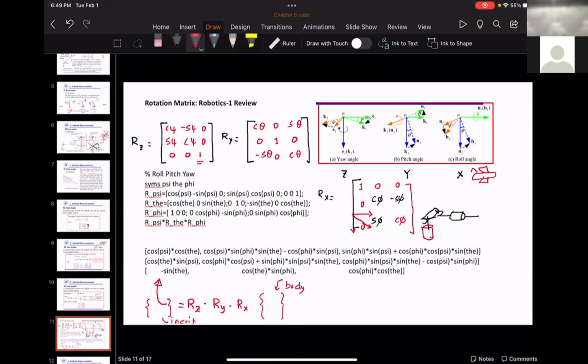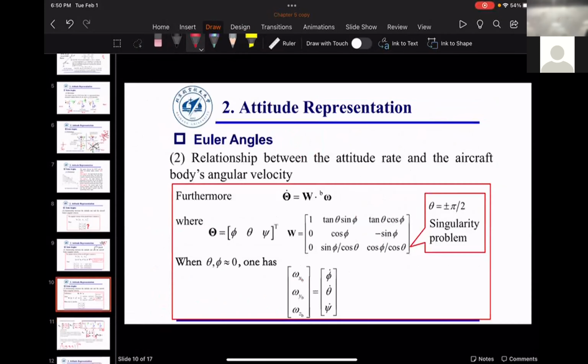Yeah, question? I still didn't get where theta, capital theta comes into play. Capital theta, yeah, so that's slide 10. Capital theta is roll, pitch, yaw. It's not a physical attribute. It's like in the previous diagram that's drawn on the board, it's nowhere to be seen.